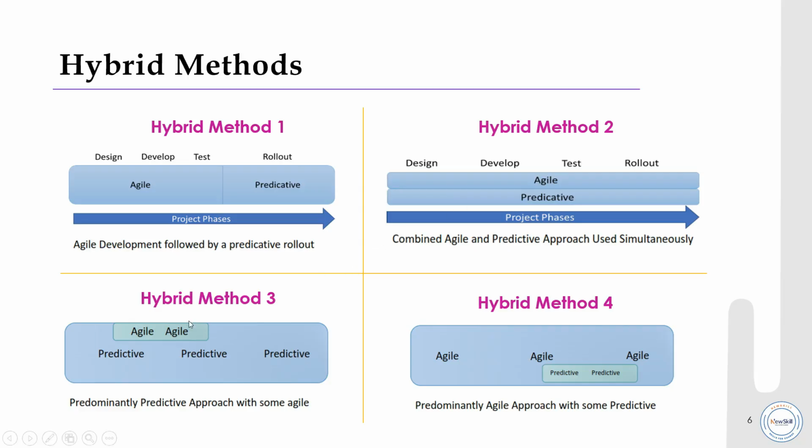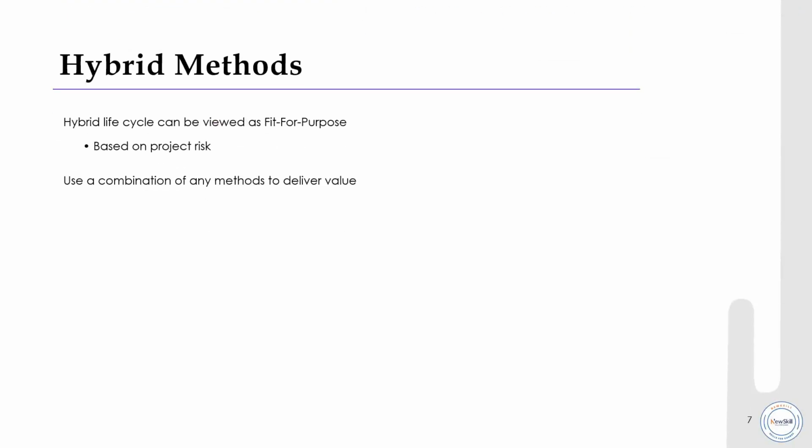Also, you could have a predominantly predictive approach, but with some small parts of agile. Maybe you can just choose to have daily stand-up meetings, but you're running your project entirely in predictive. Another method is to have agile, with just small portions of predictive within. So all these are different ways that you can choose to model your hybrid projects.